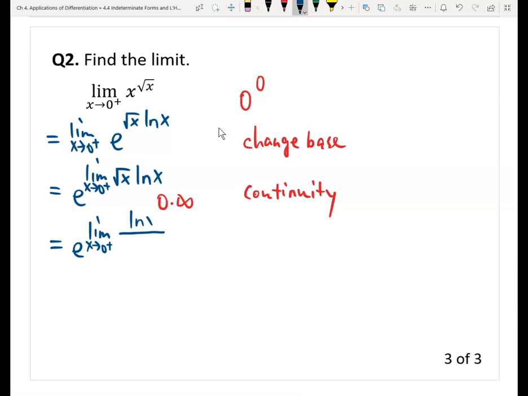So we leave ln x on the top. The bottom, now I change it to this form: x raised to the negative 1/2 power. Is this true? Yes, okay. Now we check the type again. You will find the type is now infinity over infinity, which means what? Okay, which means we can use L'Hopital's rule, right? So we are going to use L'Hopital's rule now.